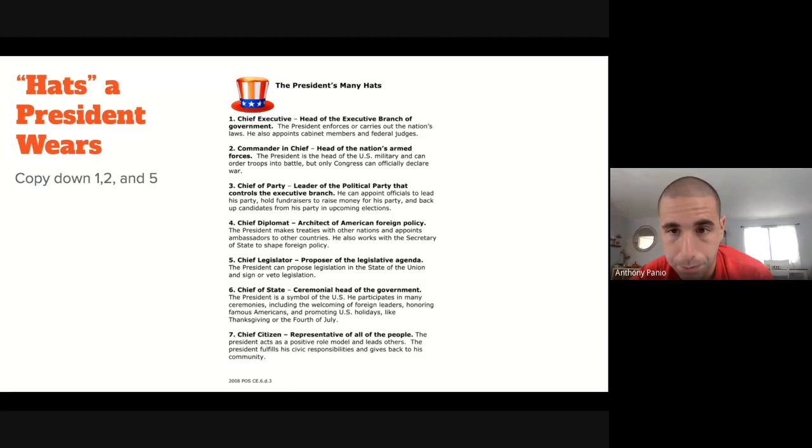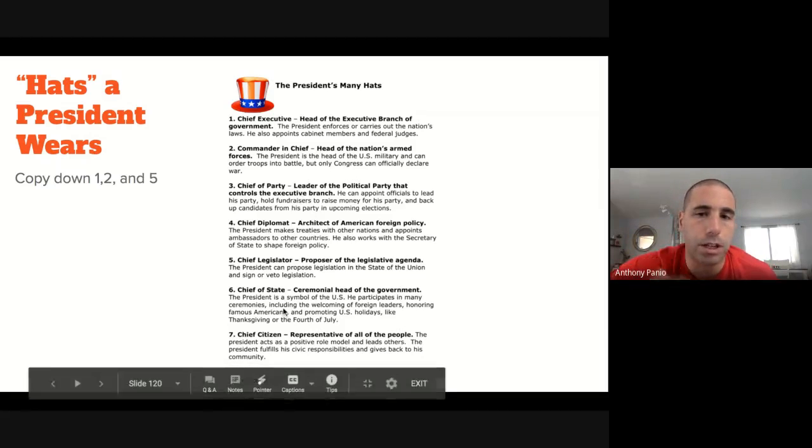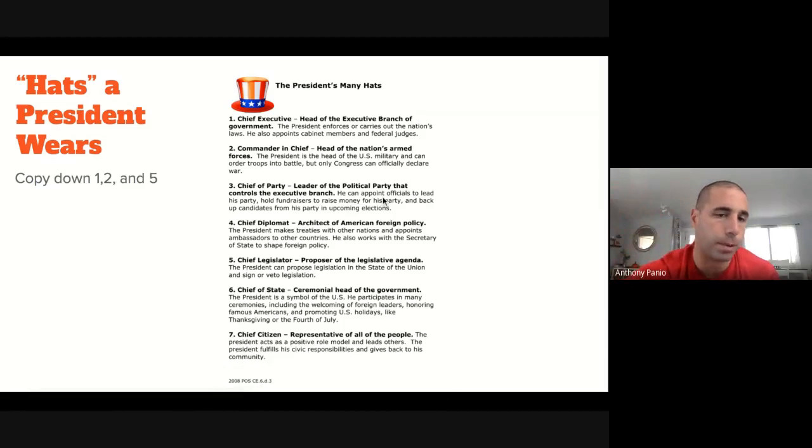But please keep in mind, only Congress can declare war. But when Congress does declare war, they're giving the power to the executive branch, the president, to run it. Then you'll see things like chief of party. So they're the leader of the political party. Right now, Donald Trump's the president. He's also the leader of the Republican Party. Don't worry about that one for now.